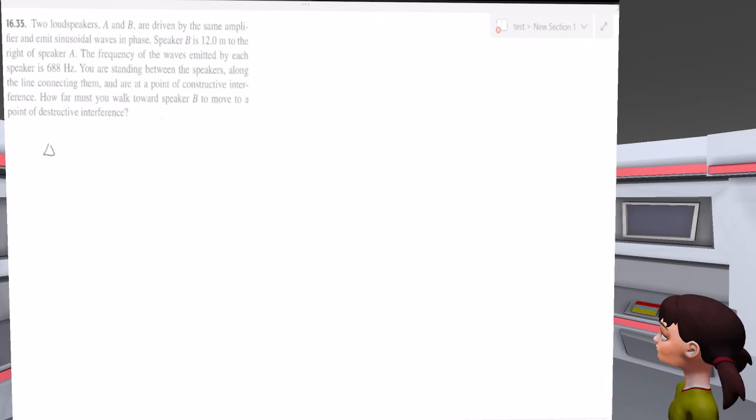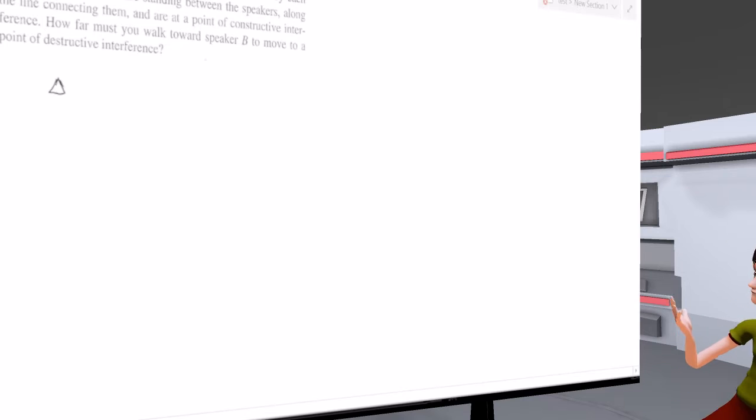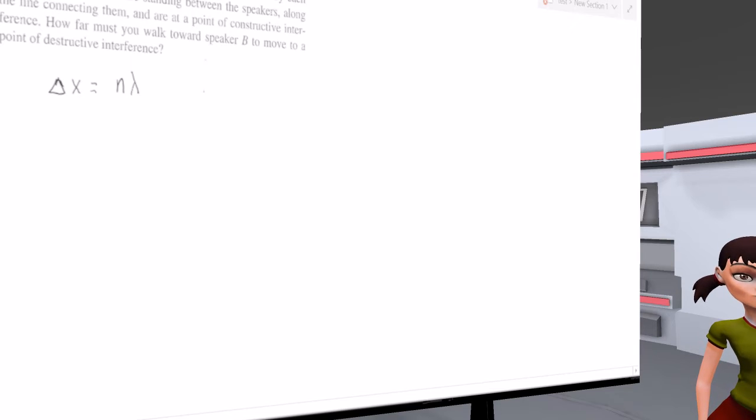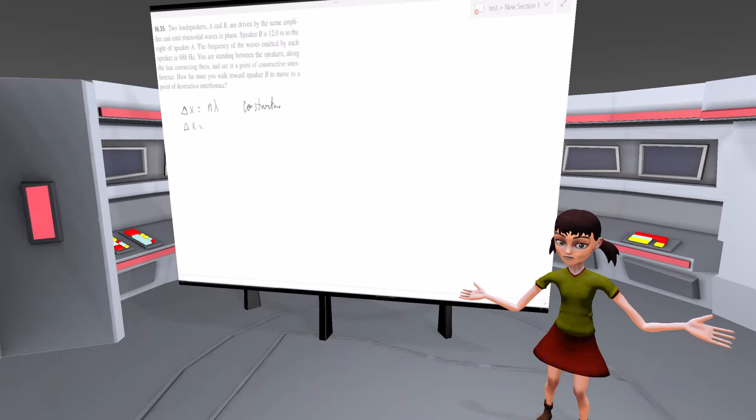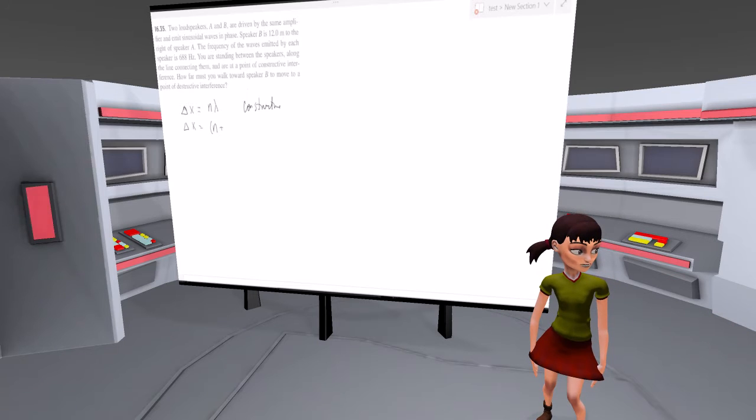You might recall that for constructive interference the path length difference, delta x, it's called the path difference, is an integer multiple of the wavelength. For destructive, delta x is an odd multiple of half wavelengths. This right here.